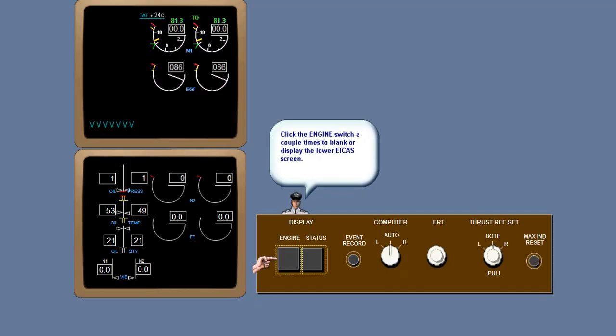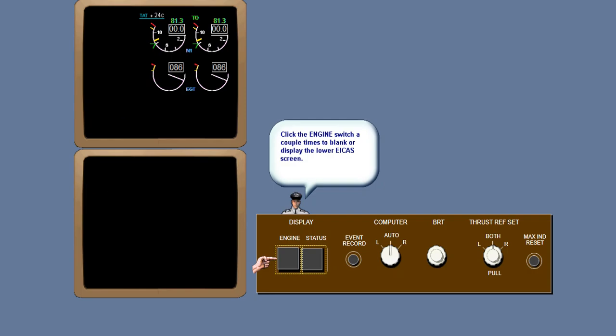The upper EICAS always displays the primary engine indications. The engine display switch controls the lower screen. Pressing this switch will either blank or display the secondary engine display on the lower EICAS screen.